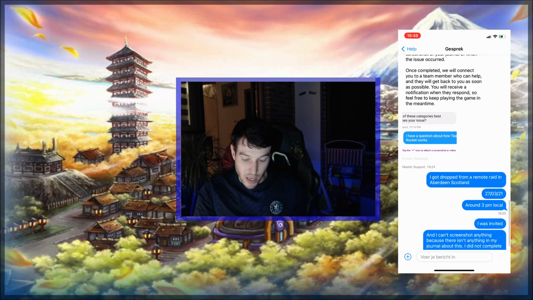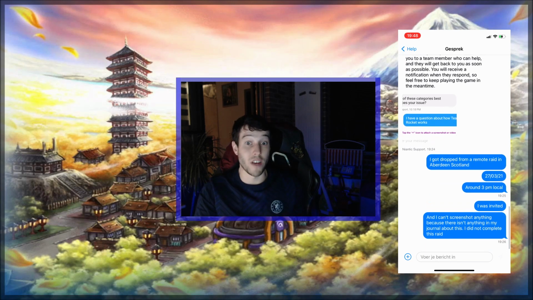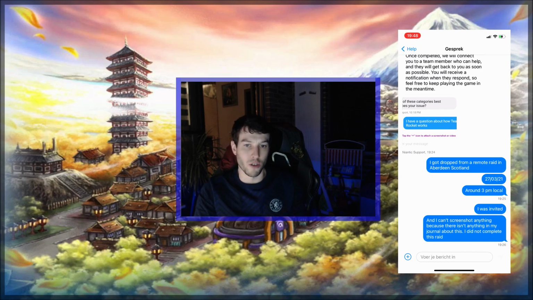I did get invited to this raid, and then the big keyword, they are asking for evidence, like screenshots from your journal and stuff that literally say I've completed this raid and I couldn't catch the Pokemon or whatever. But I went with, I can't screenshot anything because there isn't anything in my journal about this. Remember, if you do not complete a raid, it's not going to show up in your journal. Therefore, there is nothing to screenshot in your journal.